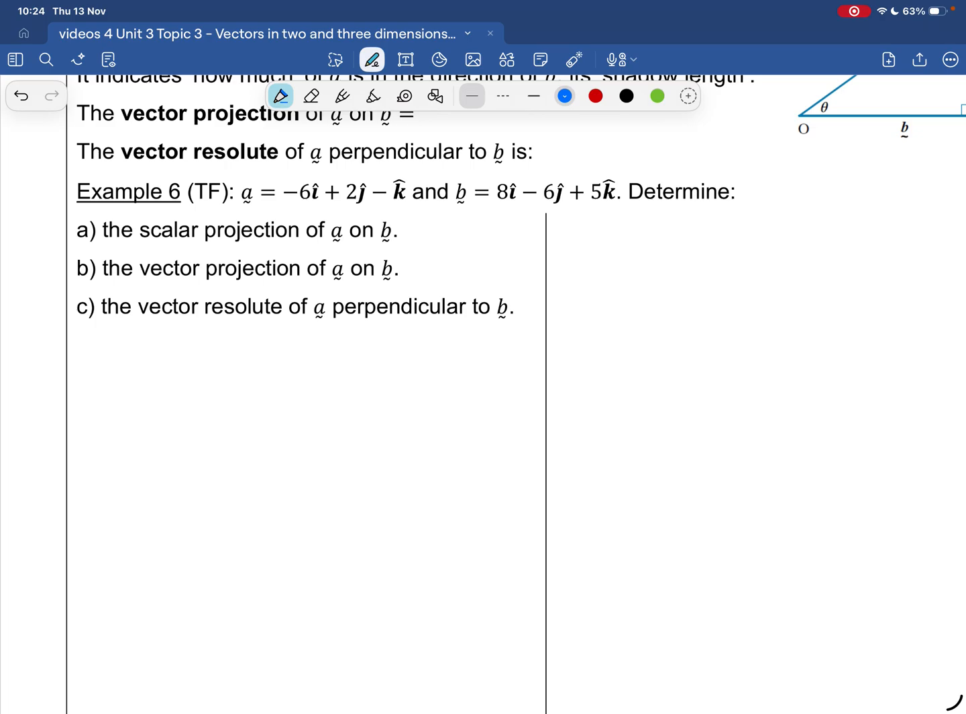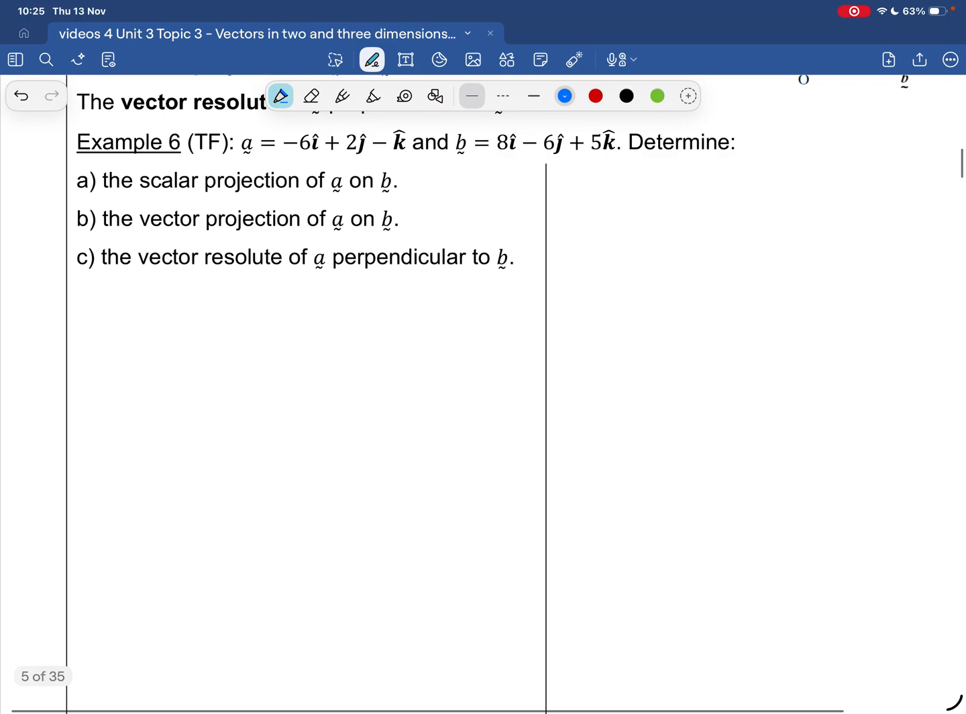Now remember, a scalar projection has not got any direction to it. It's just a magnitude, it's just a number, and we find that if it is the scalar projection of A on B, it's going to be my vector A multiplied by my unit vector in the direction of B. And in order to find my unit vector, I need my magnitude of B, and I'm going to go through that process.